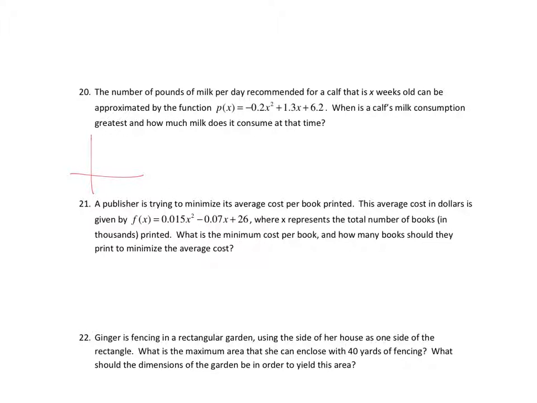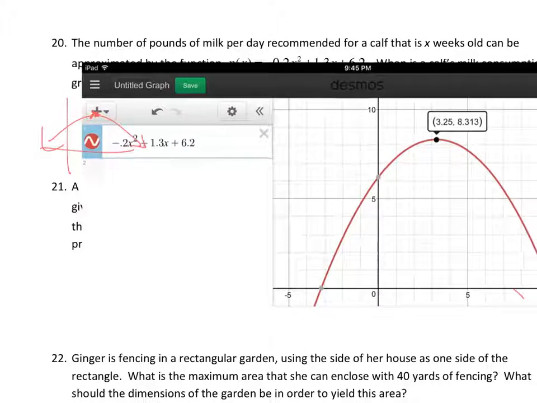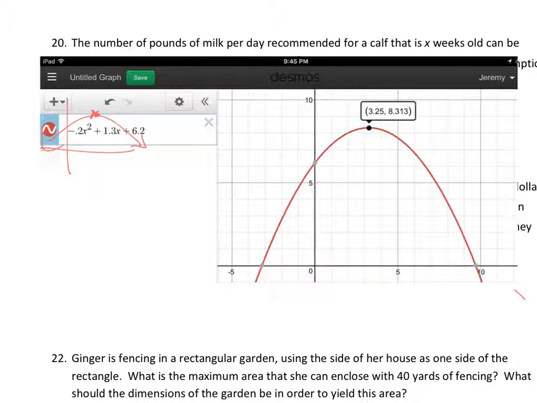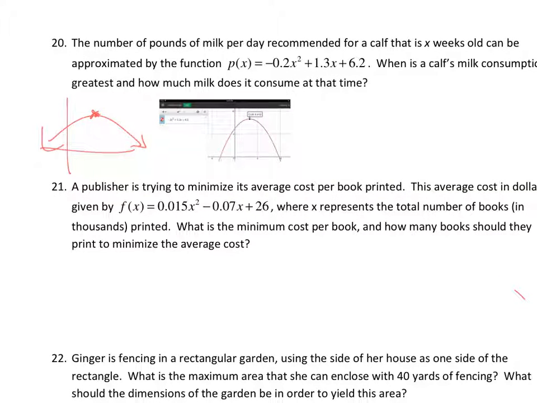So we've got some graph like that, and we want to find out what the maximum is. So we're just finding the vertex. That's all we're doing. Now you can do this a couple of ways. You can graph it and get the vertex. I'll try that. Graphing it, we look at something like this. That graph has a vertex at positive 3.25 and 8.3. So the maximum value there is 8.313, and that gives us our max.